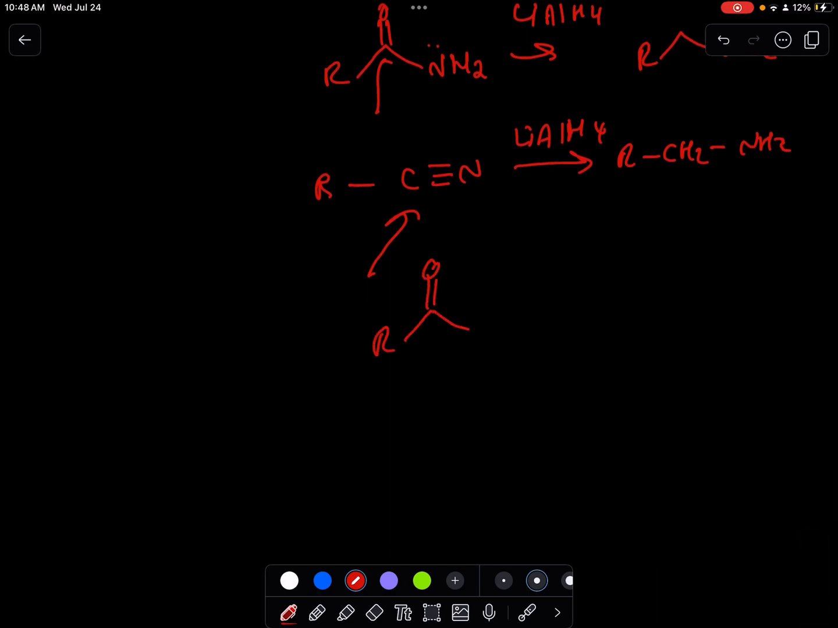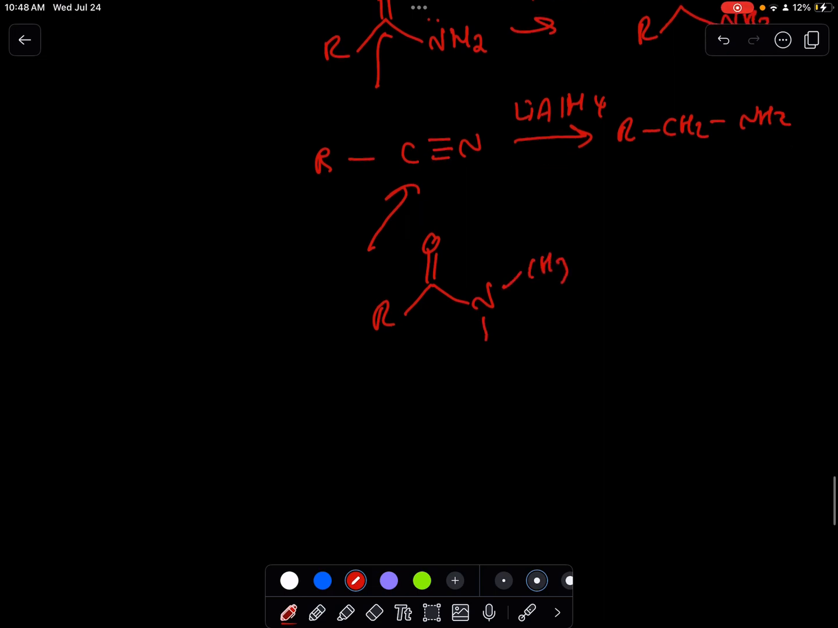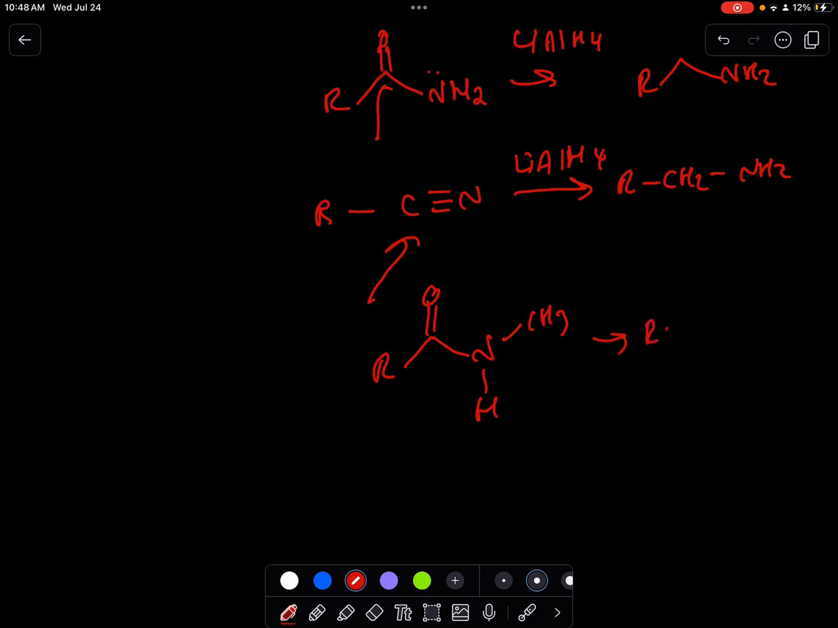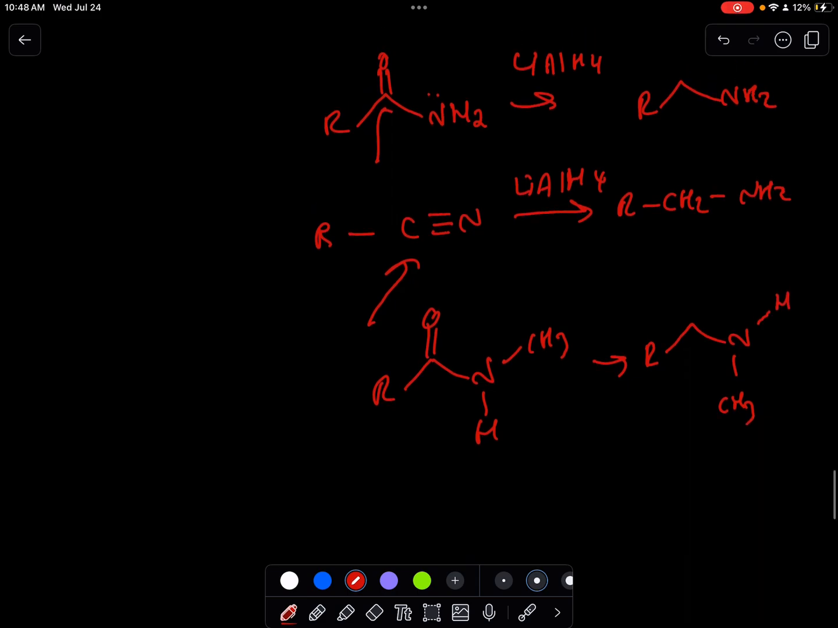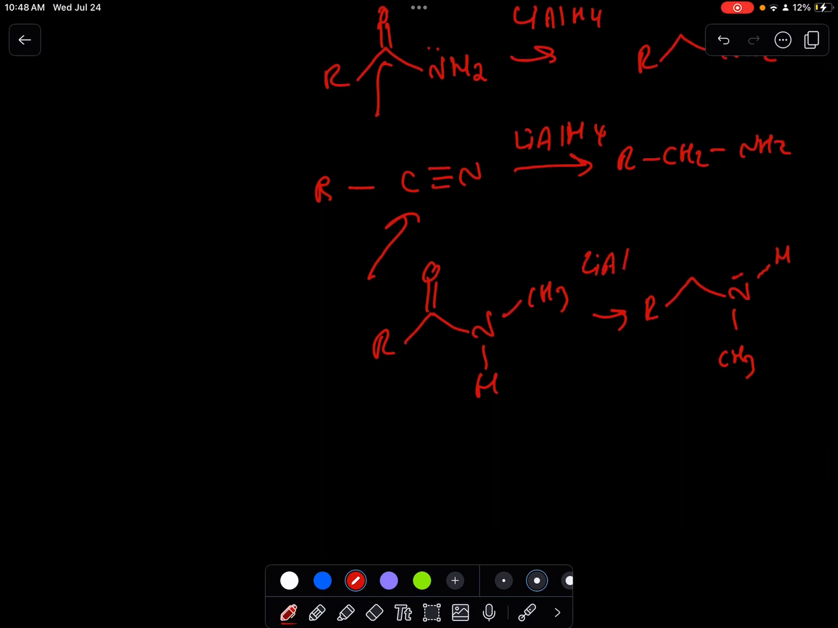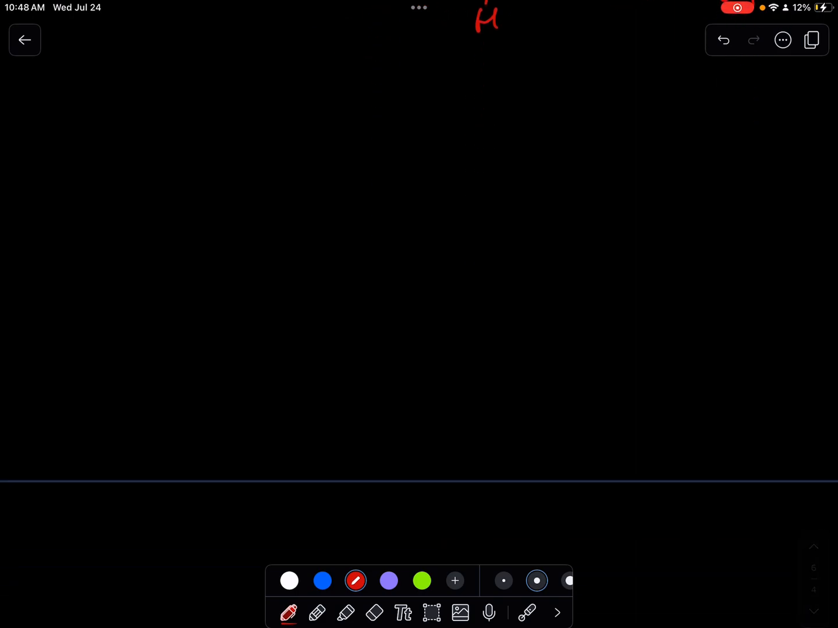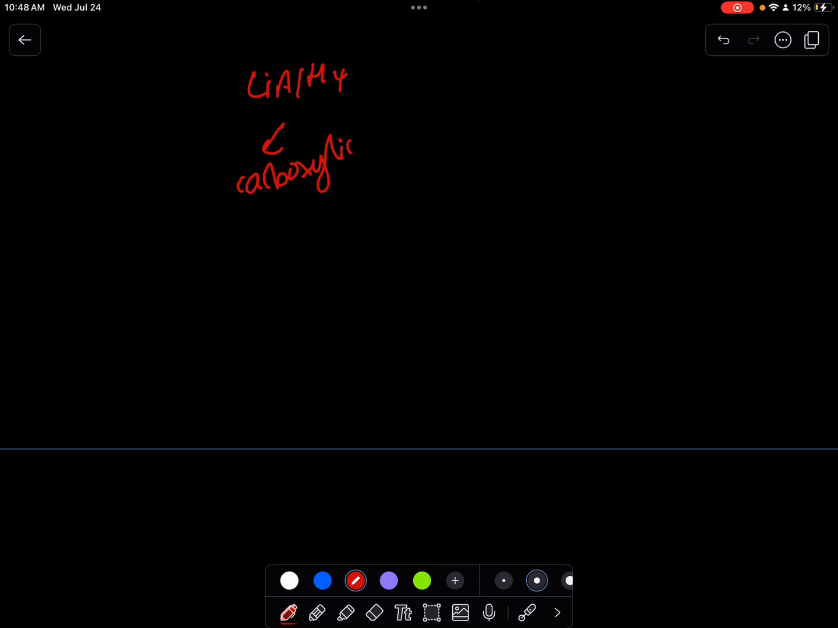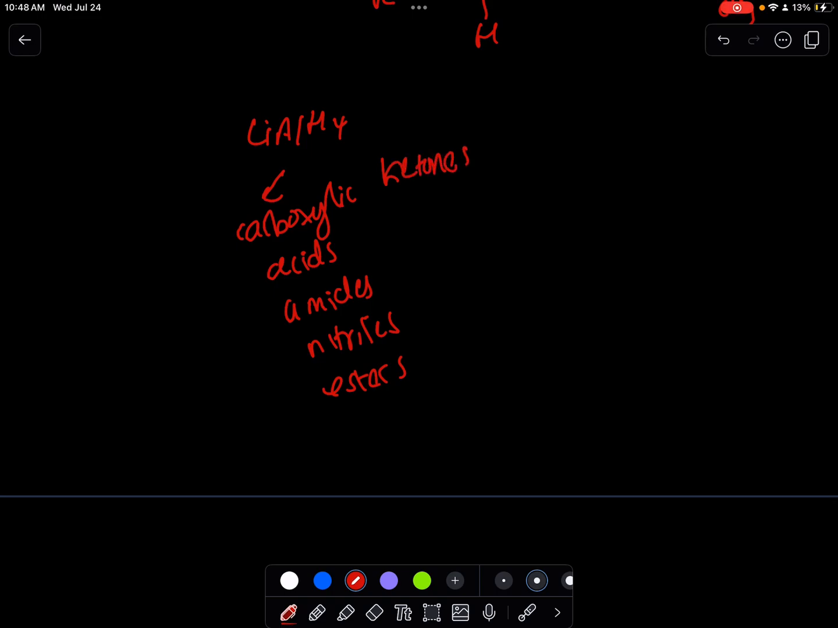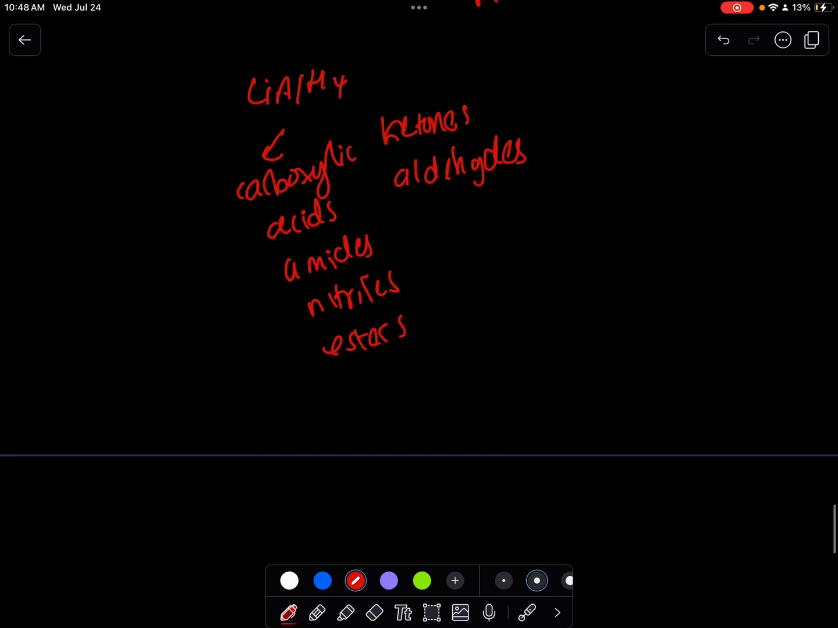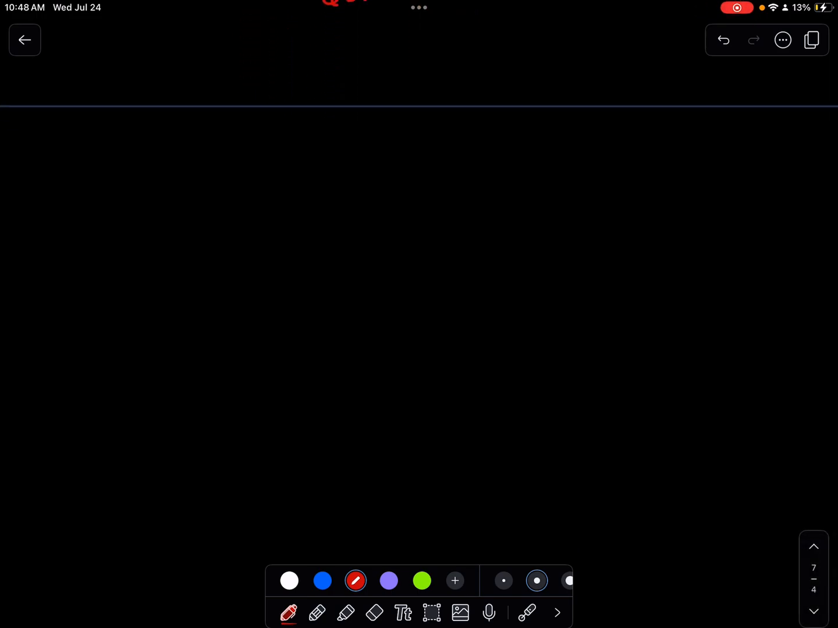If we had another case, which is where we had this, and we had a CH3 group here, like that, then you would get a secondary amine. So, this is the use of lithium aluminum hydride. Because sodium borohydride is quite simple, just ketones and aldehydes, lithium aluminum hydride does carboxylic acids, amides, nitriles, esters, ketones, aldehydes. It's a pretty strong reducing agent. So these are things that you should remember. Okay.